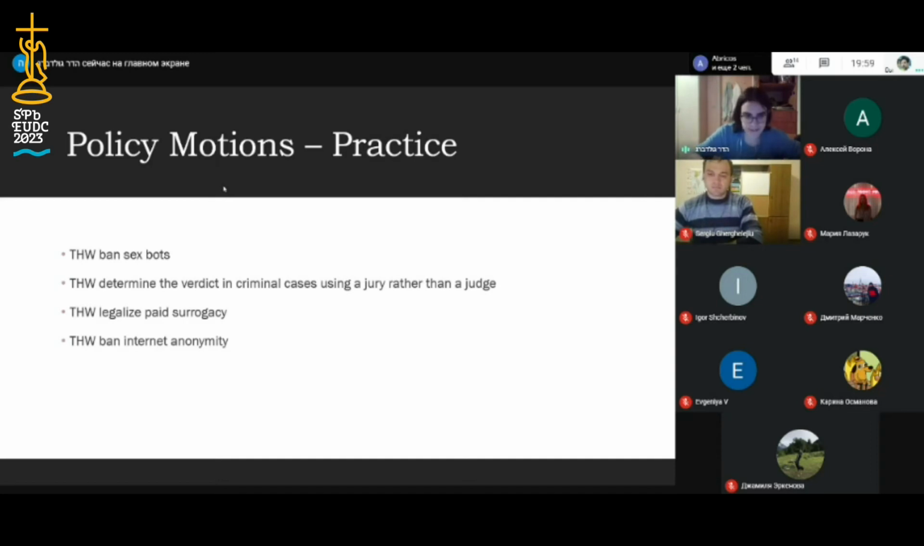Okay. Let's do one more example of the next ones, because I do think we need to have time also for the next motion types. Let's talk about the fourth one. I think it's the most difficult. This house would ban internet anonymity. Or in other wordings of this motion, this house would oblige people on the internet to identify using their real name.